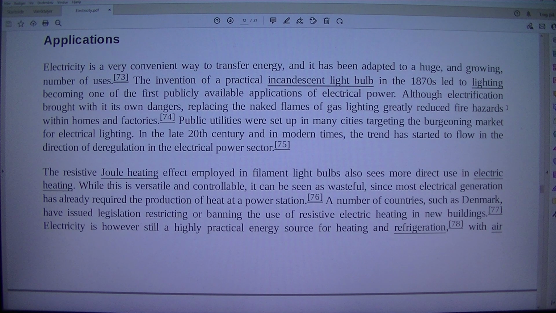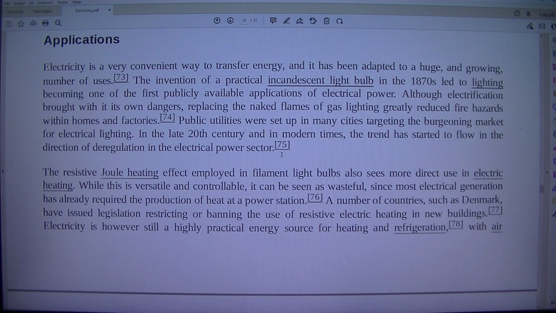Although electrification brought with it its own dangers, replacing the naked flames of gas lighting greatly reduced fire hazards within homes and factories. Public utilities were set up in many cities targeting the burgeoning market for electrical lighting. In the late 20th century and in modern times, the trend has started to flow in the direction of deregulation in the electrical power sector.